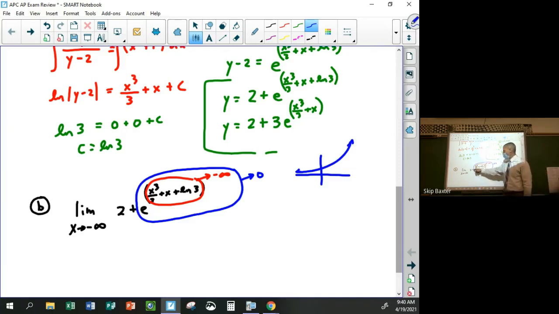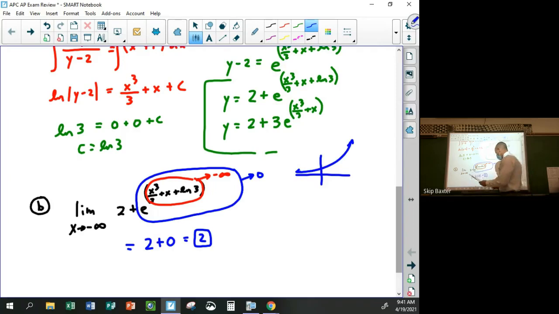So if this whole part of it is going to 0, then this whole answer is just going to be 2 plus 0. It's 2. That's all there is to it. That was worth 1 point for the correct answer. And that's it. There's no explanation involved or anything like that, but that's the answer. Any questions on that?